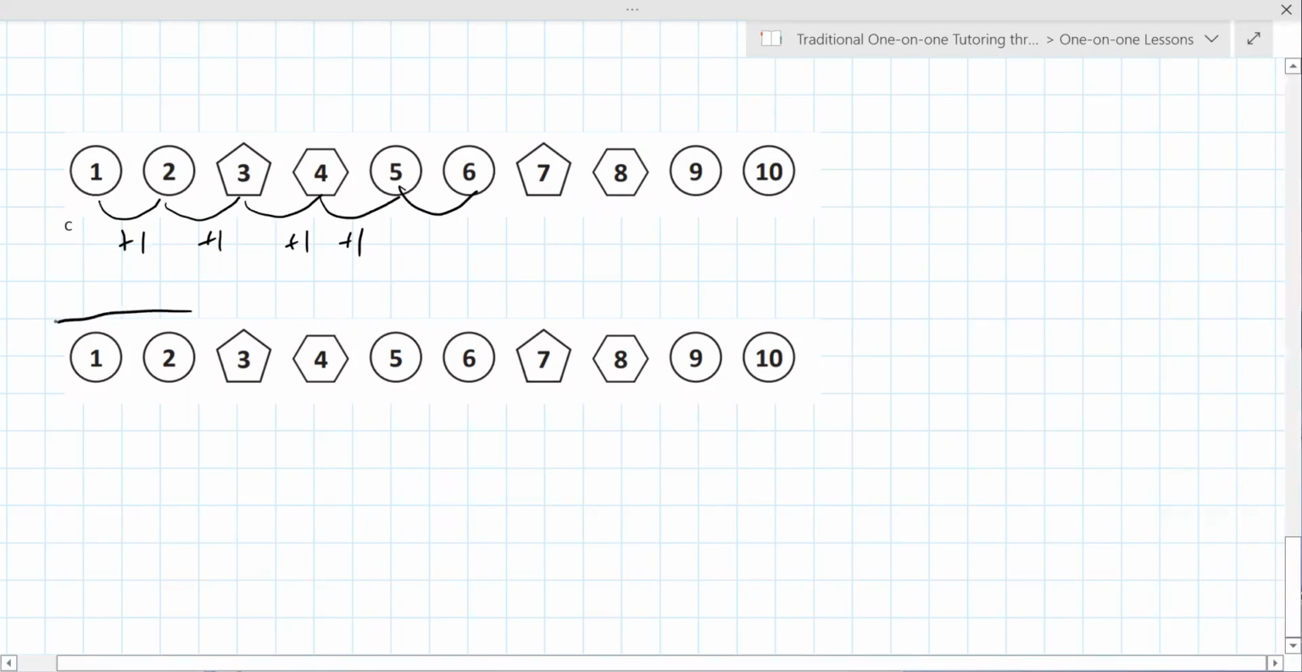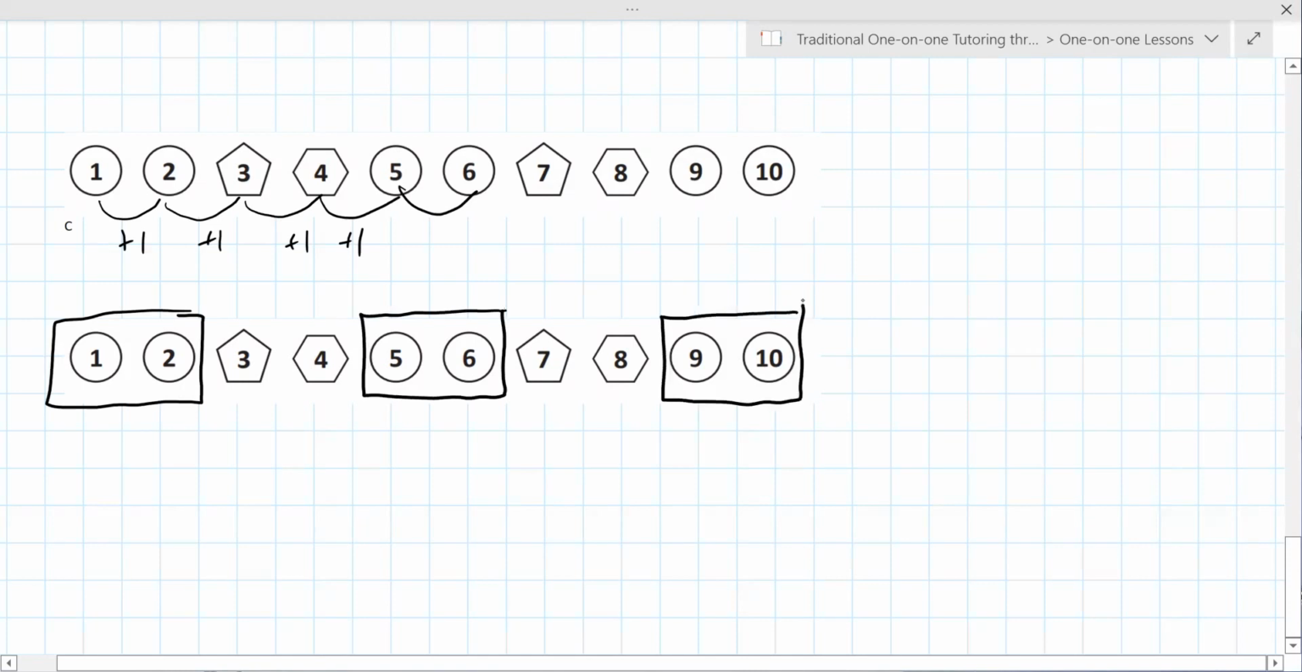What do you notice about these two shapes? What are those two shapes? Those two shapes right there, they're circles. What do you notice about these two shapes? They're circles too. What about these two? Circles. Okay. They have a different shape, like a different, yeah.